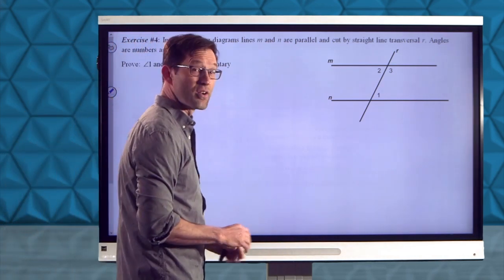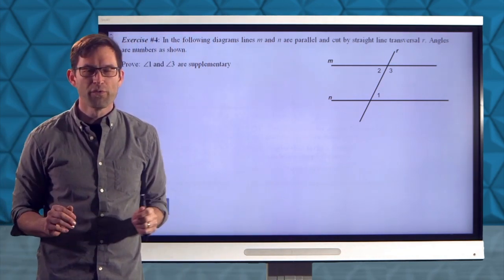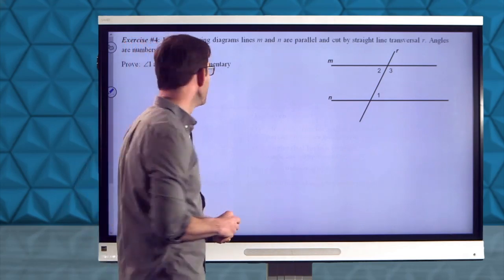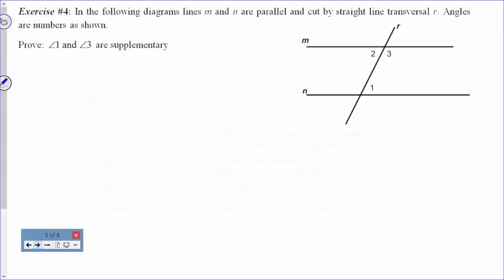Take a look at what we have here. We're going to do a little bit of a proof now. Lots of proof in this unit. Exercise number 4. In the following diagrams, lines, really should just say diagram, there's only one, lines M and N are parallel and cut by straight line transversal R. Angles are numbered, lots of typos in this one, numbered as shown, all right? We want to prove that 1 and 3 are supplementary.